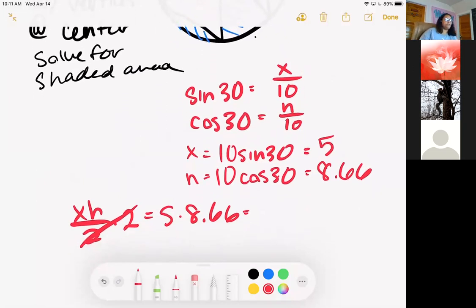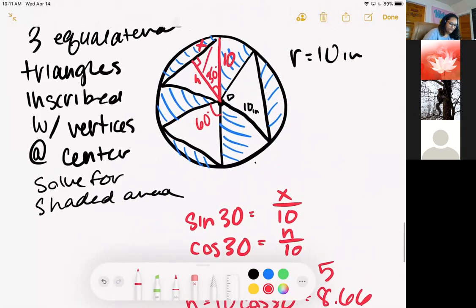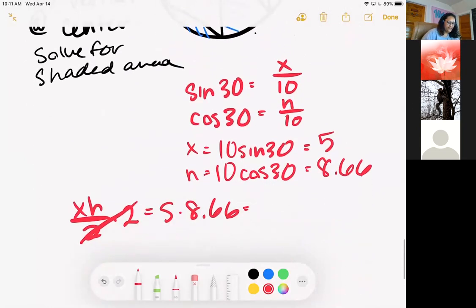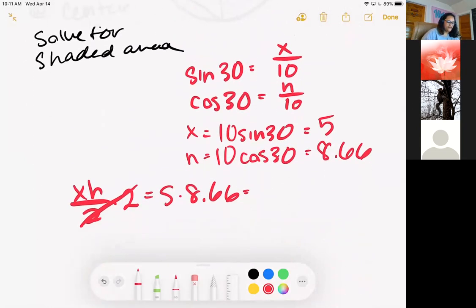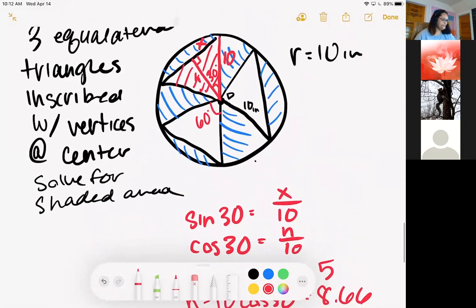Mhm. So the reason I wrote it the way I did, dividing it by 2 and then multiplying it by 2, is because that's what's actually happening in our head. We divide it by 2 for the half of this, and then we multiply it by 2 to get the full one. So I'm just writing it out like that. And so we should get 43.3 inches squared for that one triangle. And then what?